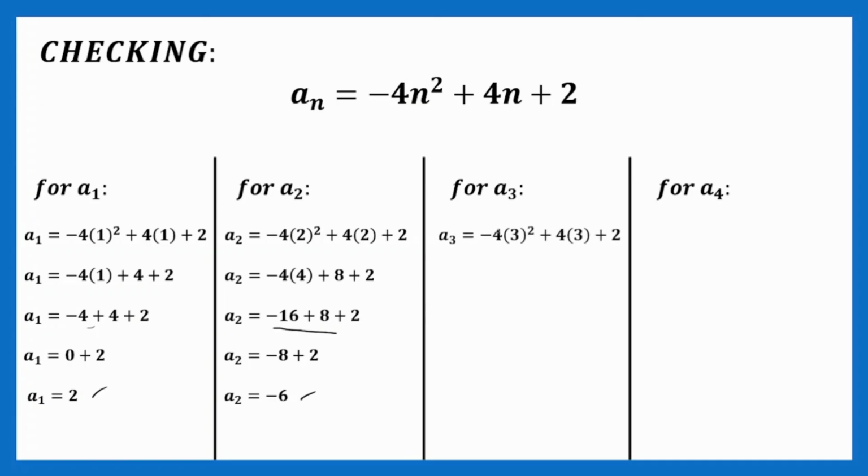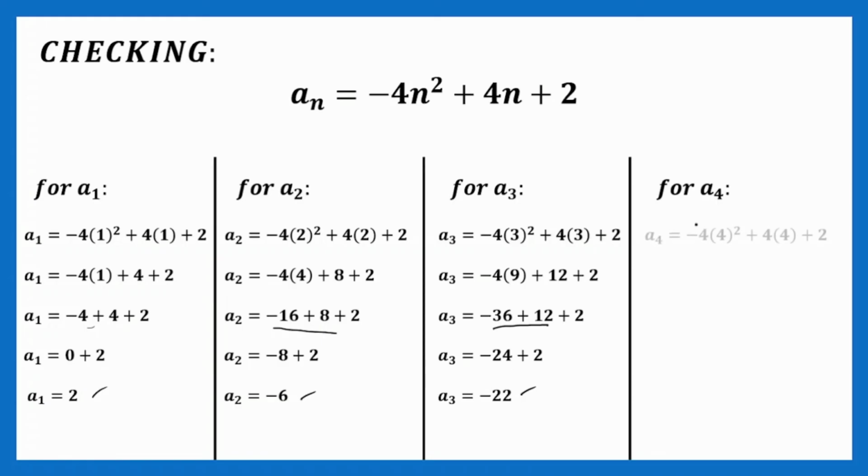Okay. A sub 3, 3 squared is 9. Negative 4 times 9. Ito pala, 4 times 3 is 12. Tapos, solve natin to. Negative 36 plus 12 plus 2. So, solve mo muna itong dalawa. The answer would be negative 24. Bring down 2. The answer would be negative 22.